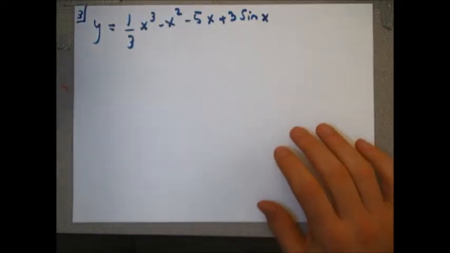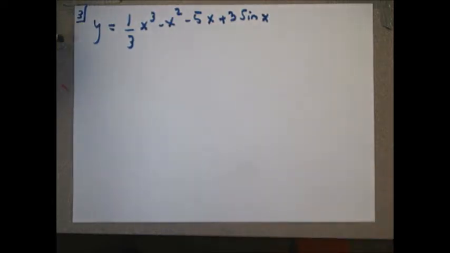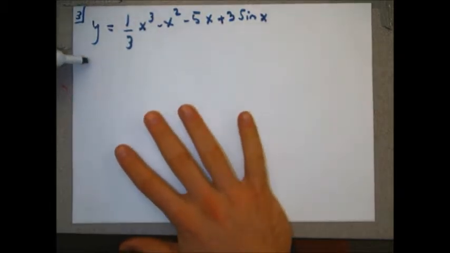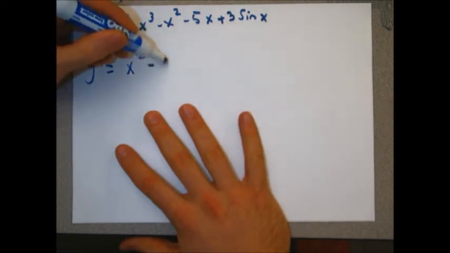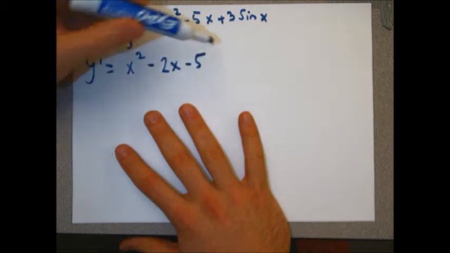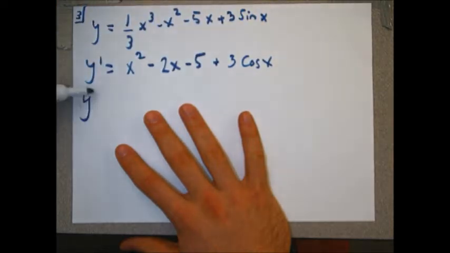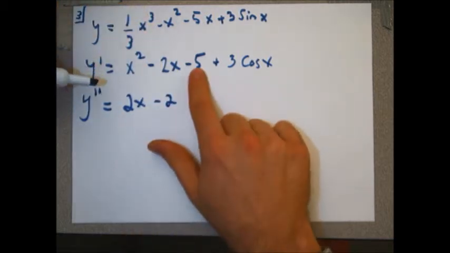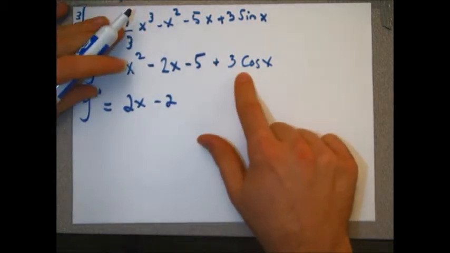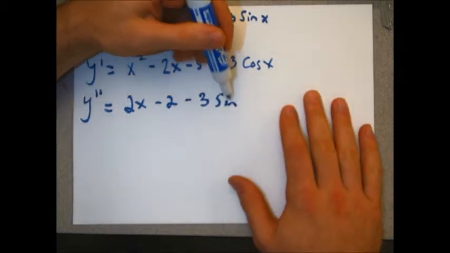For number 3, the question asks, where is there a change in concavity? So if we're talking about concavity, we're talking about the second derivative. So the first derivative would be bring the 3 down. 3 times a third goes away. So we have x squared minus 2x minus 5 plus 3 cosine x. The second derivative would be 2x minus 2. This 5 will go away. When we take the derivative of 3 cosine x, cosine goes to negative sine. So minus 3 sine x.